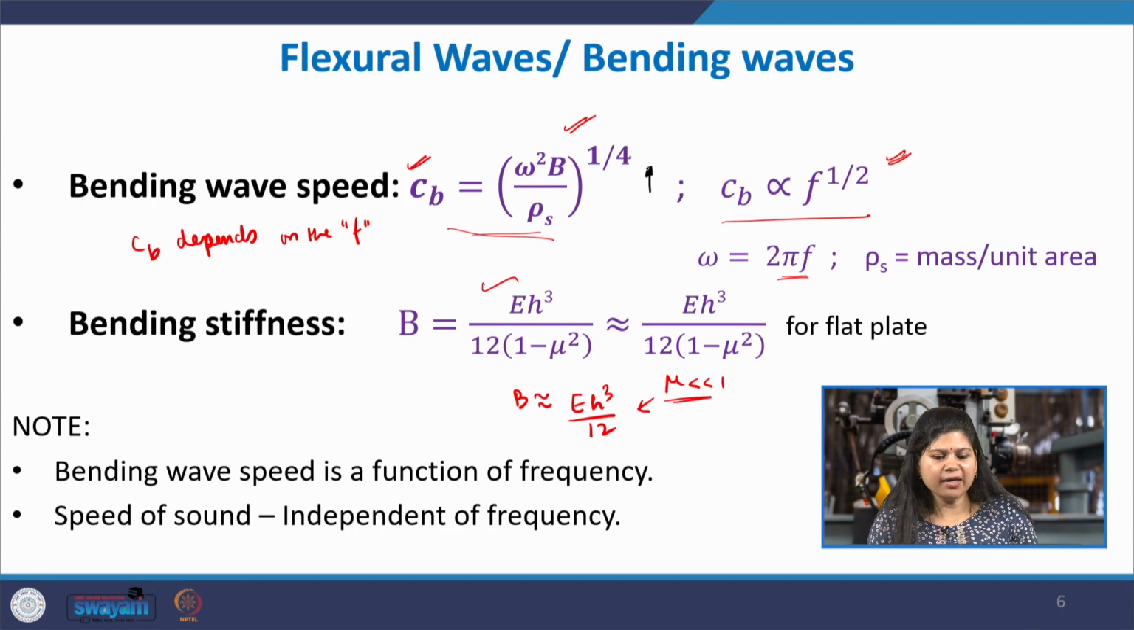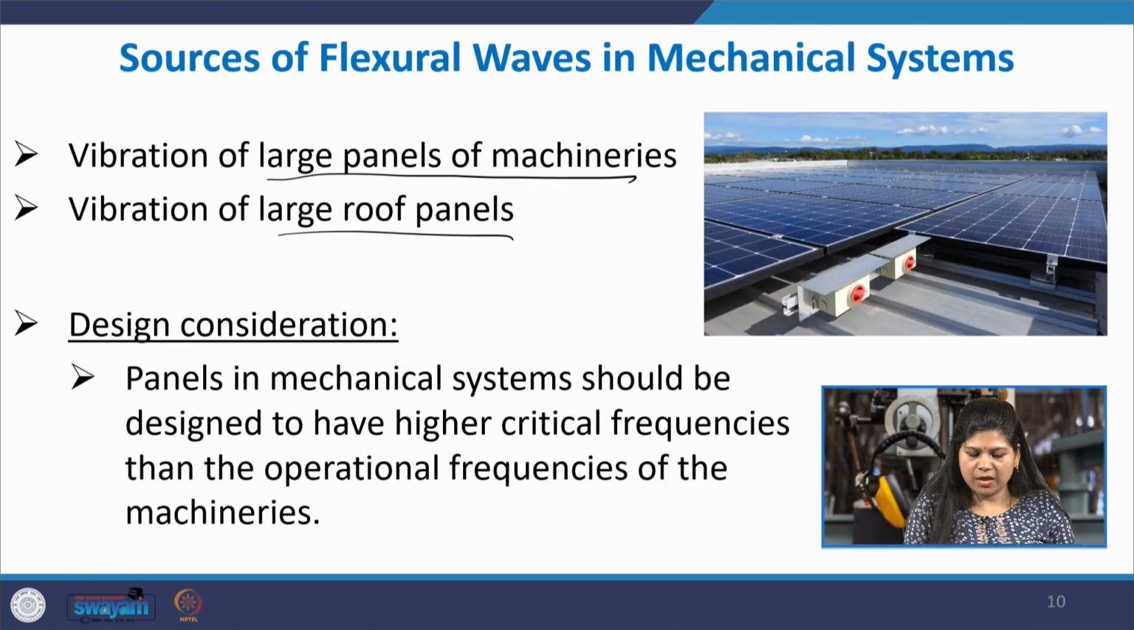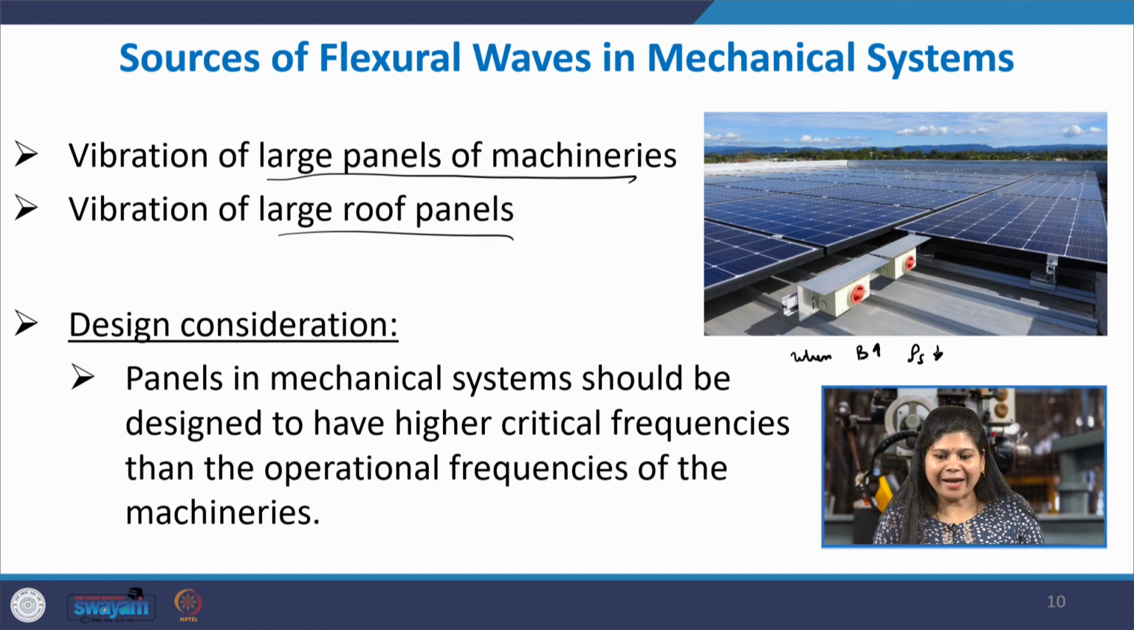How can it be high? When you increase the bending stiffness or you reduce the mass per unit area. So, basically you can make it have a high critical frequency when you either increase the bending stiffness or you reduce the mass per unit area. In that case, the critical speed is very high, and hence the matching occurs at a higher frequency.